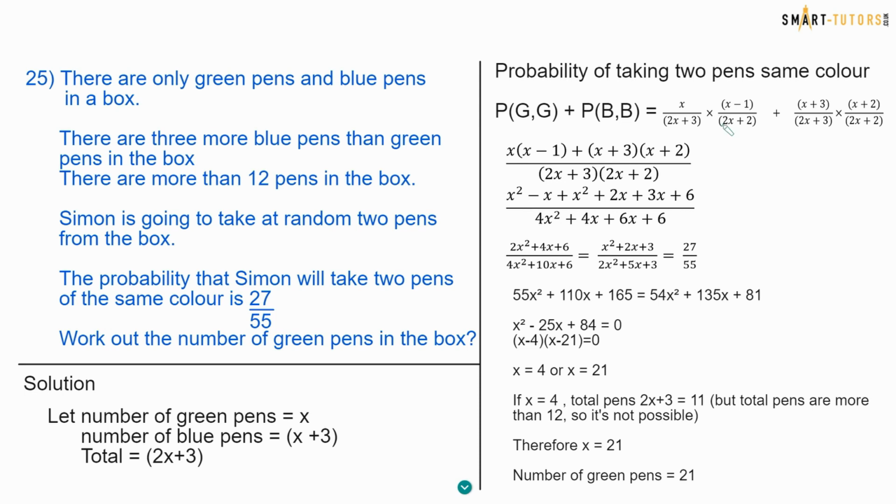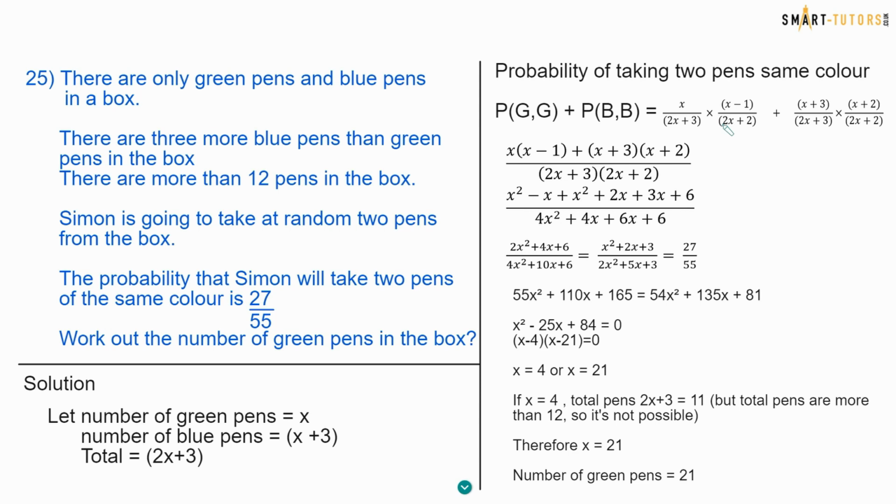The bottom is 2x plus 3 times 2x plus 2. Then the top is x times x minus 1 plus x plus 3 times x plus 2. If you expand all the brackets and come to this stage, I'm dividing both top and bottom by 2, which gives x squared plus 2x plus 3 over 2x squared plus 5x plus 3. Then cross multiply and you get a long equation like that.